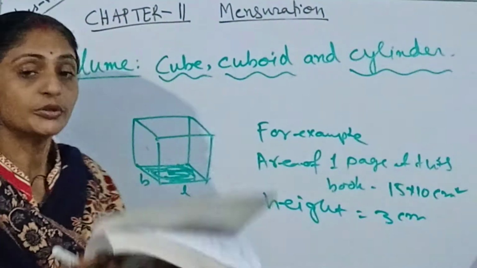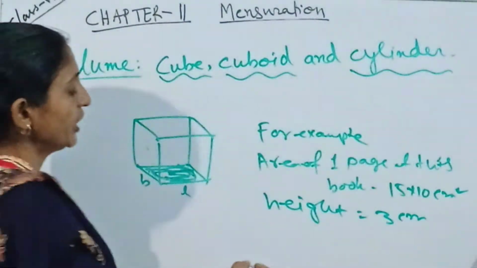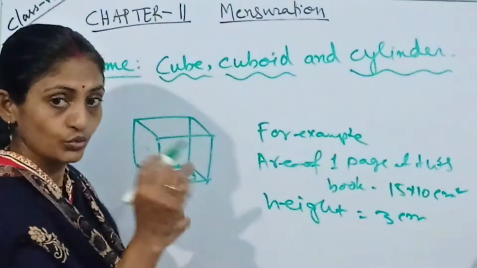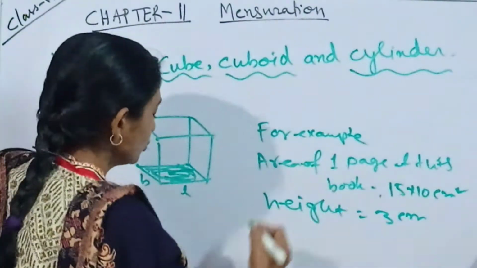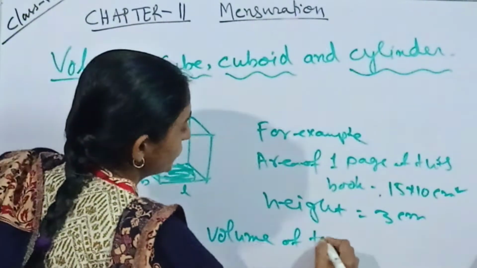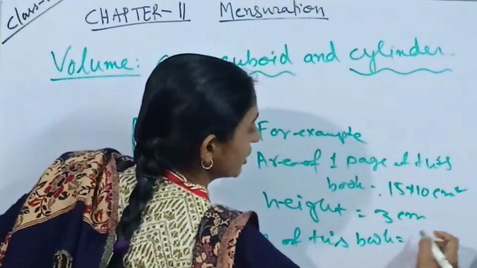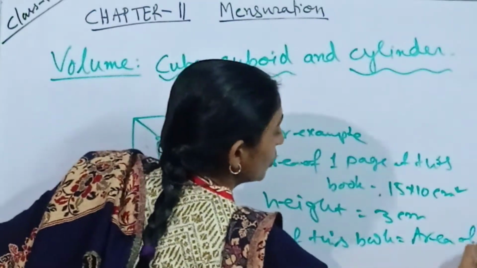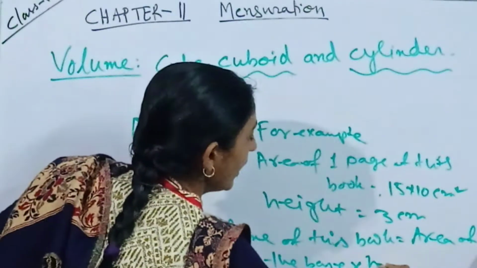So what will be the volume of this book? In this case, we have to multiply these two: the area of the base and the height. So the volume of this book will be the area of the base times the height.